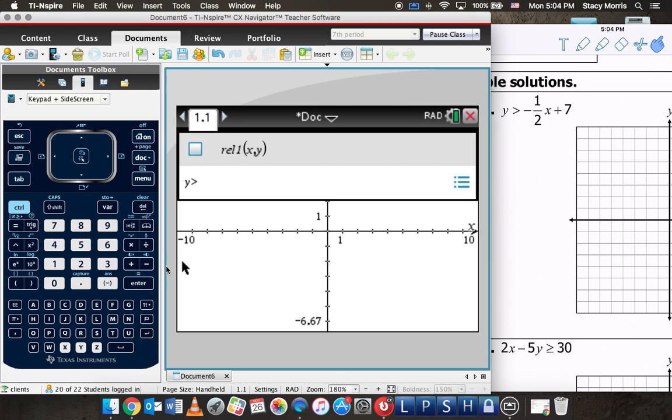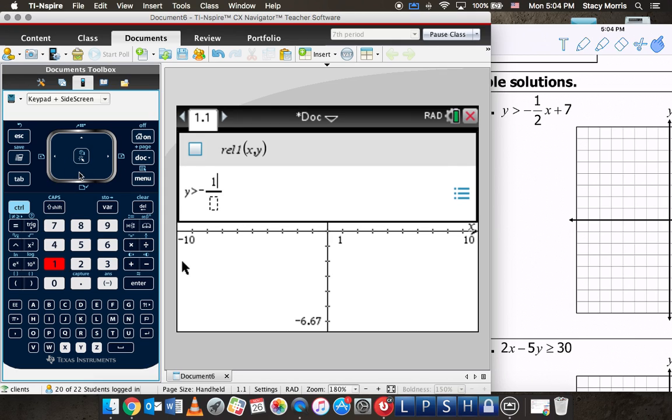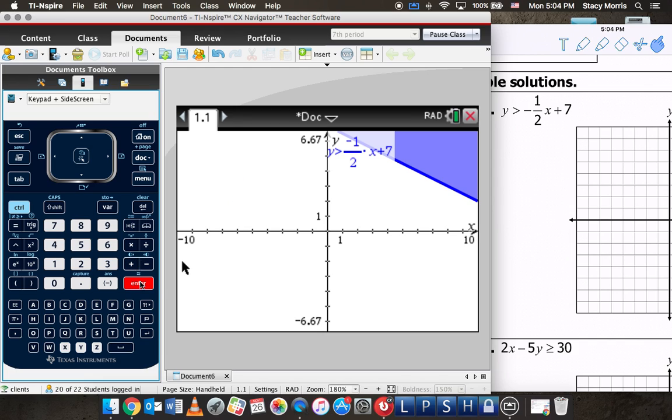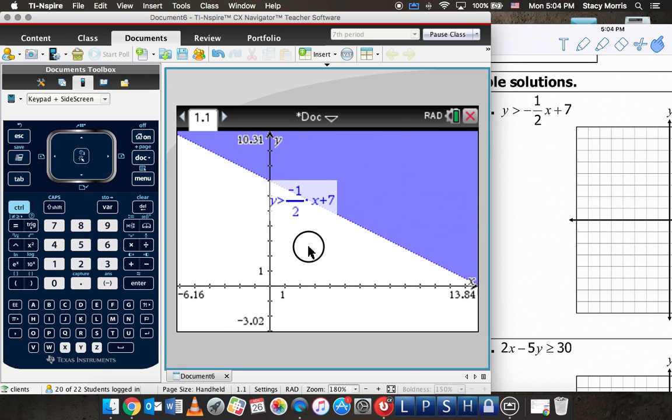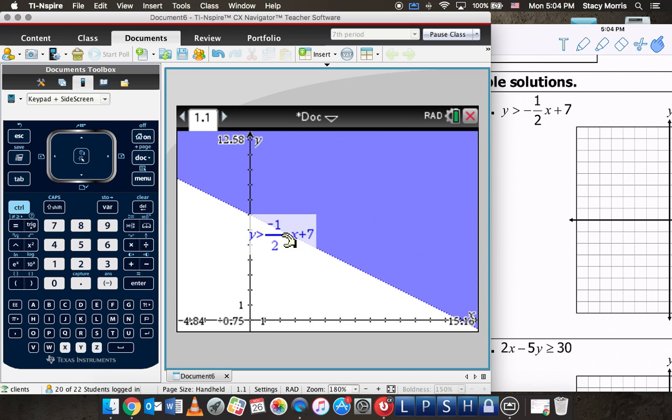And then we're going to type -1/2, so control divide to get the fraction bar, -1/2 x plus 7. And there it is. So here it is way up here. Remember, if you click in the blank area, you click and hold, then you can drag your paper so you can see a little bit better. You can also click and move this label out of the way.